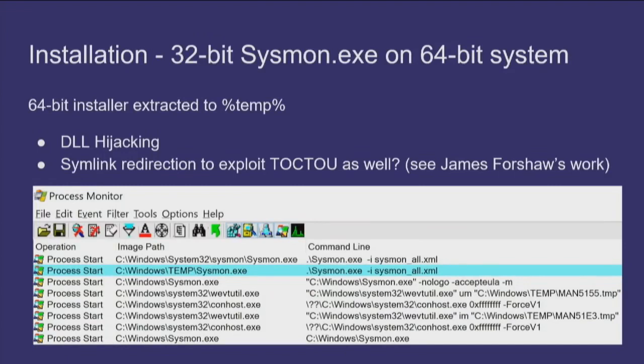We can see Sysmon starts off, the x86 version is in System32, sysmon.exe. After that runs, it extracts the 64-bit version to the temp folder, and then it executes it. From an attacker perspective, I have a couple different ways I could abuse this. A very simple one is through DLL hijacking. I can just drop a DLL that Sysmon is looking for, and I did verify that there are several. And then you can potentially elevate your privileges to system.